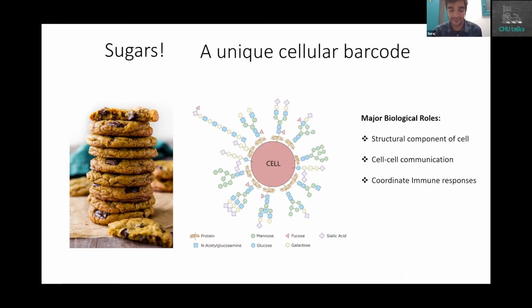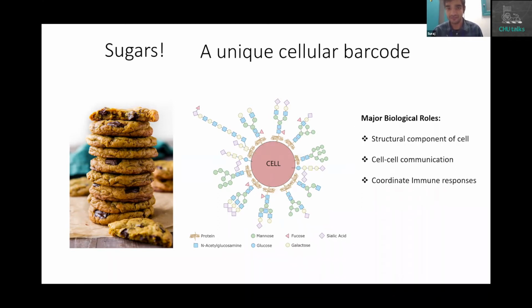Initially in the 80s, when they were just about being discovered, people thought that they were just a structural component to provide a protective layer for the cell, to protect it from its surroundings. But now we know that it is used for a lot more biological functions. It is primarily used for cell-to-cell communication. These sugars are a way of communication between different types of cells, and this communication in turn leads to immune responses, which in itself is a major function for these sugar molecules. So they coordinate immune responses.